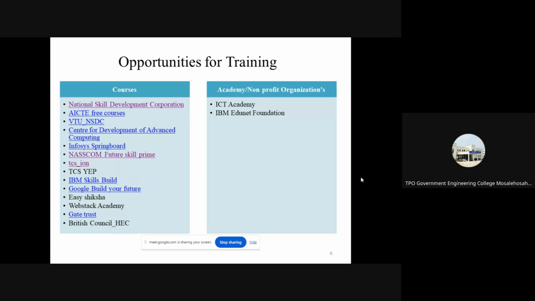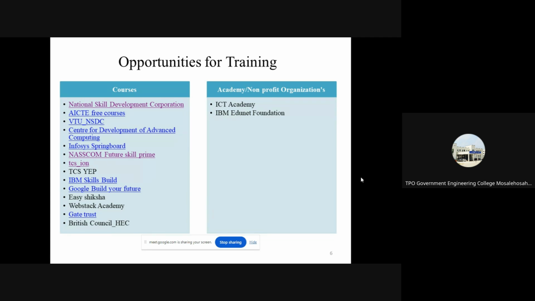So internships and training play a very important role. There are some free courses. There is something called C-DAC for computing, for computer science. And we all know Infosys Springboard, where most of the government engineering students and faculties are registered and doing well. There's something called NASSCOM FutureSkills Prime. There's TCS iON, the TCS YEP program, the Youth Empowerment Program, which most government institutes are doing. And you have IBM SkillsBuild, Google Build Your Future, Easy Shiksha, GATE Trust, a lot of portals which will give you a lot of technical knowledge and technical courses. Some are paid, some are free. Students have to get into it, explore, and start getting the best out of it.